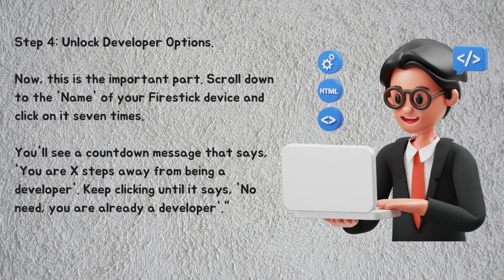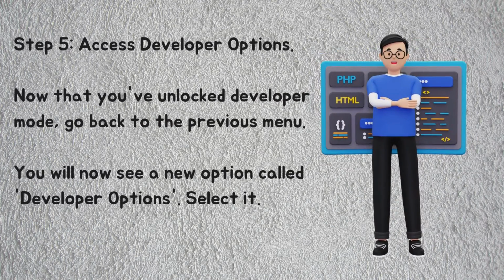Step 4. Unlock developer options. Now, this is the important part. Scroll down to the name of your Fire Stick device and click on it 7 times. You'll see a countdown message that says, "You are X steps away from being a developer." Keep clicking until it says, "No need, you are already a developer."